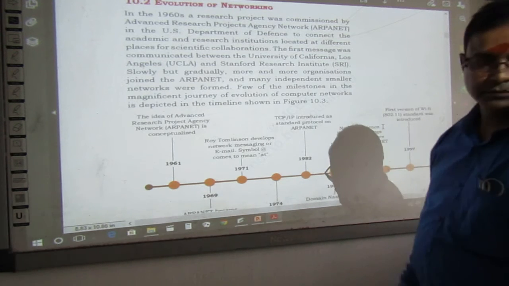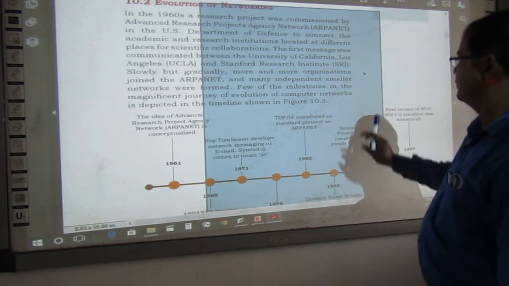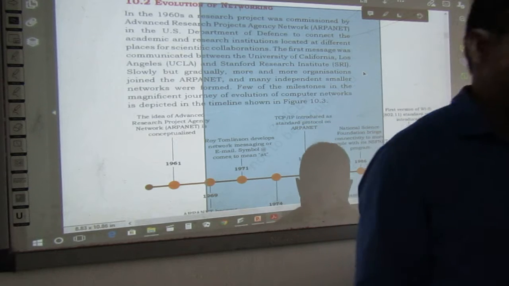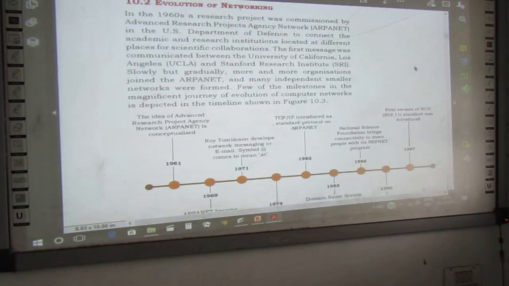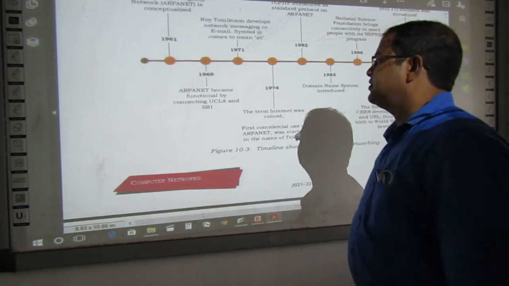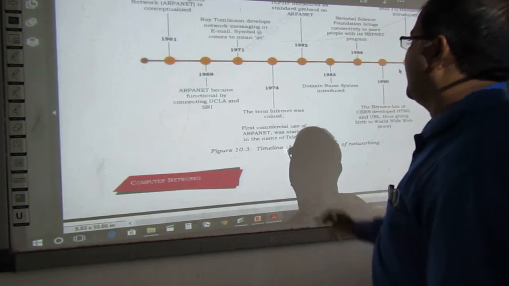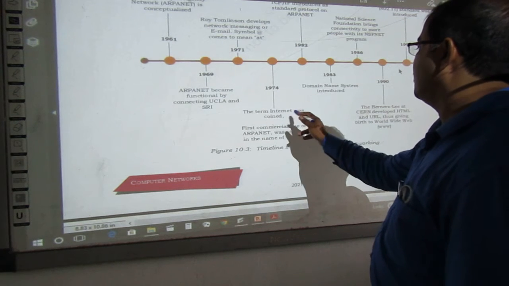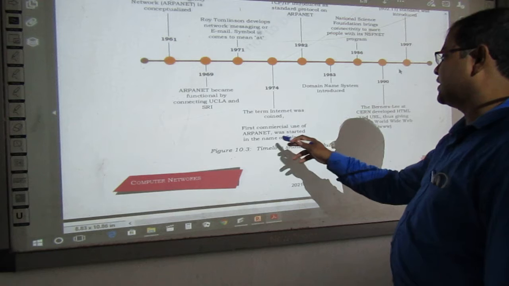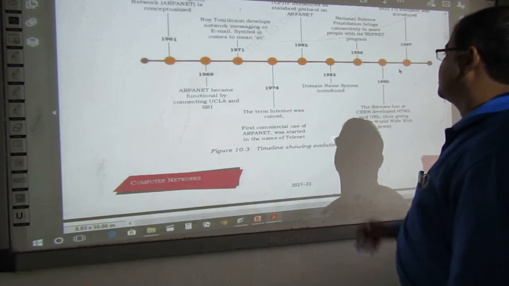Then in 1969, ARPANET became functional by connecting UCLA and SRI. And in 1974, the term Internet was coined. The first commercial use of ARPANET started under the name Telnet. And in 1983, the domain name system was introduced.